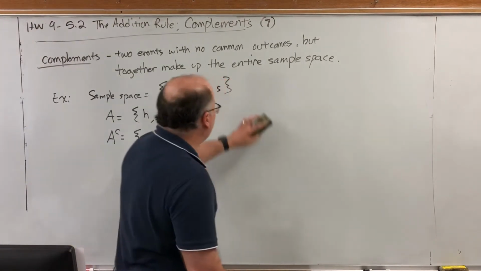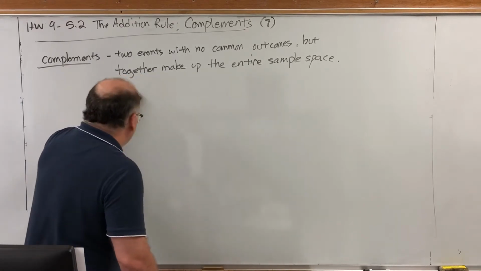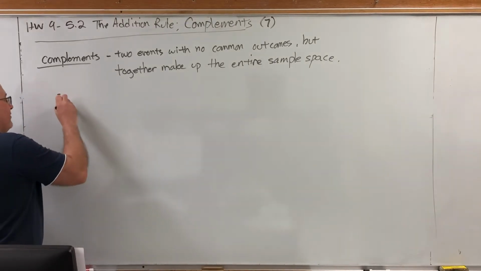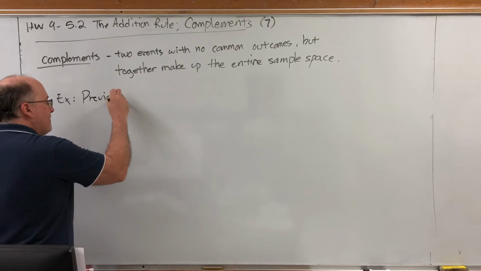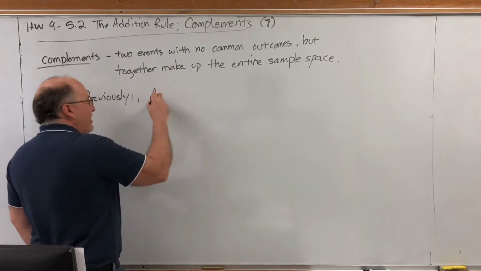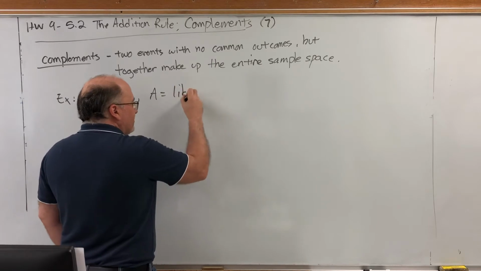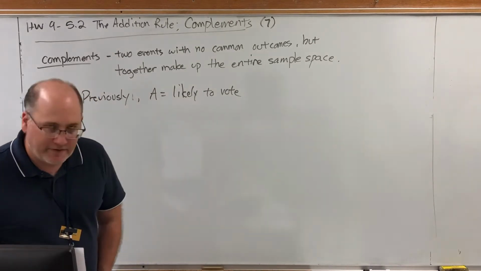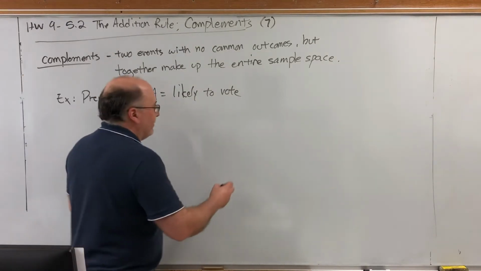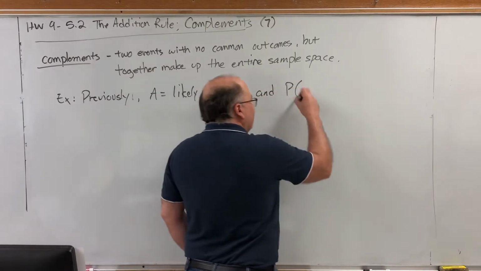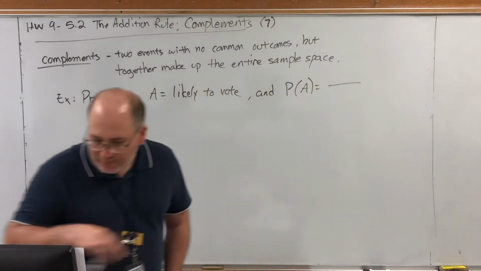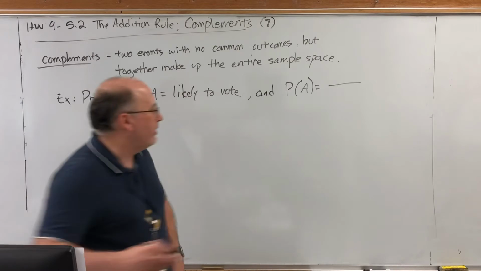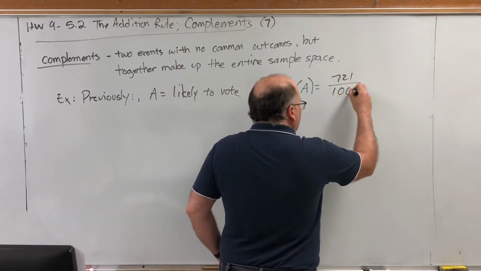All right, so what's the deal with complements? And specifically, what's the deal with complements and their probabilities? Let's take a look at another example. Let's go back to the contingency table. So previously, we had said that A is, I want to say it was likely to vote. I honestly don't remember if I said A was likely to vote or favored to bill. Let's just say it was likely to vote. And we had the probability that someone was likely to vote. I believe it was 731. No, 721 out of 1,000.